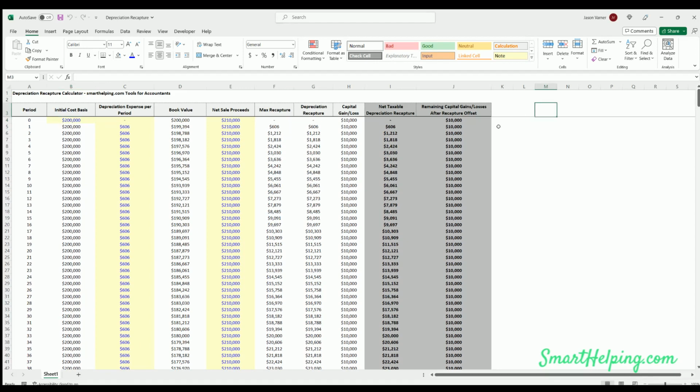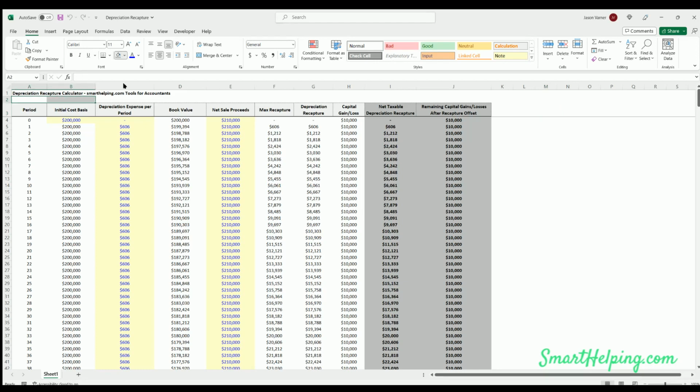And there's this tricky thing called depreciation recapture that makes this a lot more complicated than you would think. And this calculator does all the math for you. So I'm going to show you a couple different scenarios, what's going on here, and how it's different with different sales proceeds and depreciation methods. So let's go through the inputs.